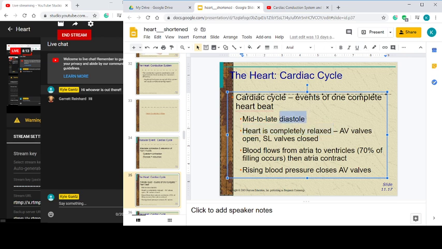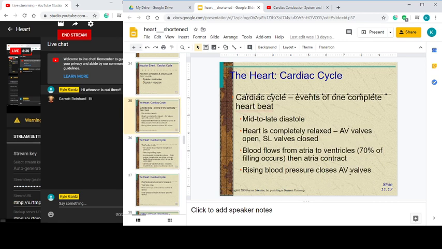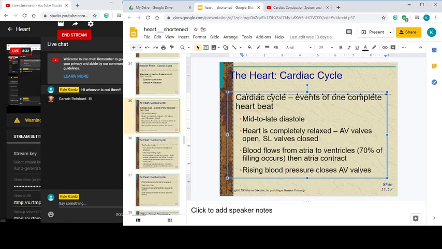Then the blood flows from the atria into the ventricles. 70% of the filling occurs, and then the atria contract. The rising blood pressure causes the AV valves to close. Hold on, what happened? Oh yeah, rising blood pressure closes the AV valves.